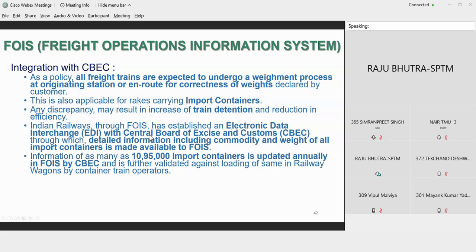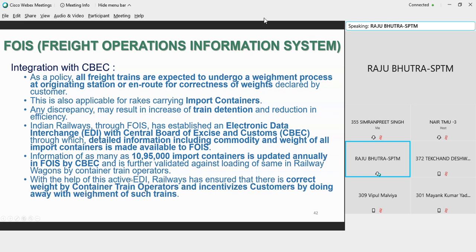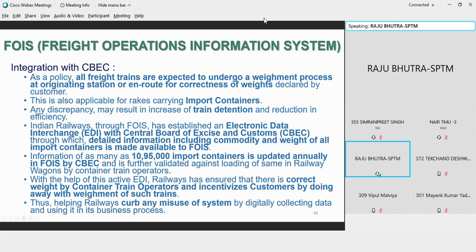Information on as many as 10,95,000 import containers is updated annually in FOIS by CBEC and is further validated against loading of the same in railway wagons by the container train operator. So with the help of this EDI, railways has ensured that there is correct weight declared by container train operators, and it incentivizes the customers by doing away with weighment of such containers, thus helping railways curb any misuse of the system by digitally collecting data and using it in its business process.